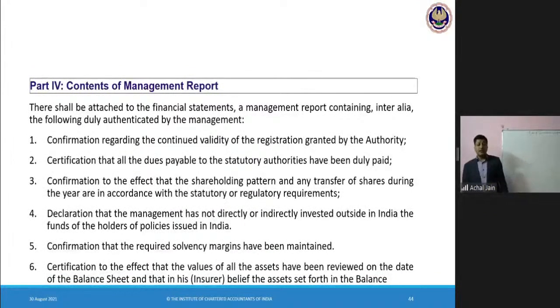And after careful evaluation, management should sign this. Okay, so let's quickly go through the contents of this report which is required to be used.